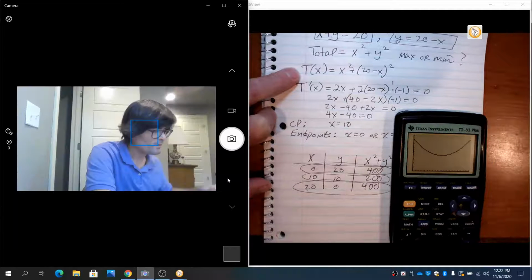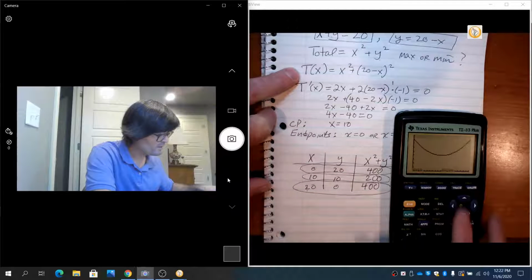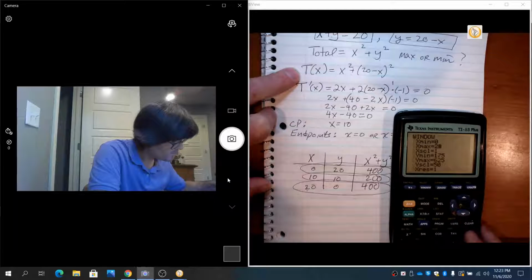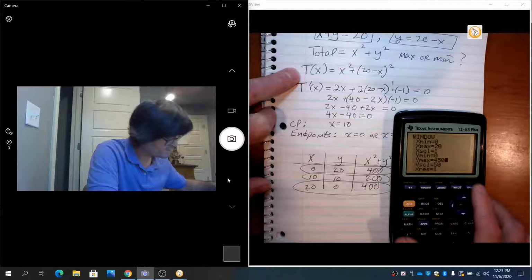Okay, so if you go to trace at x is 0, whoops. Let's go back. It changed my window on me. 0, 20, and I had 0 and 450. Let's look at that one more time. Okay, there's my graph again. Let's trace and look at 0, 10, and 20. Those are my 3 x values of interest.